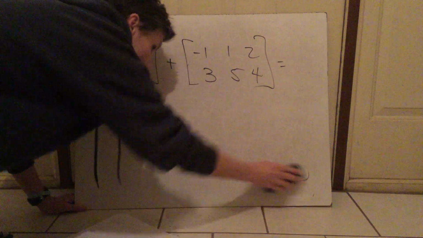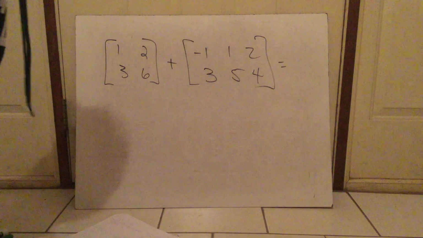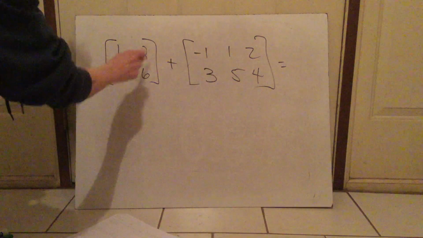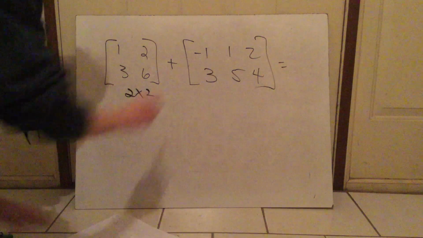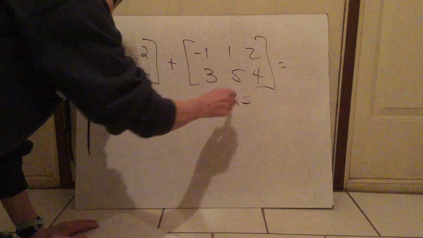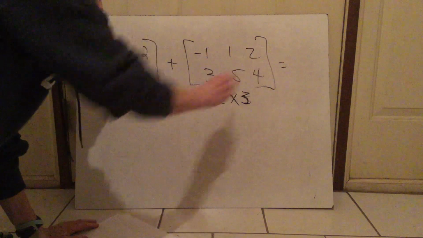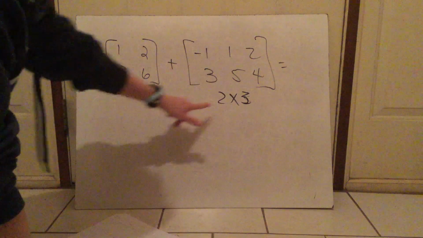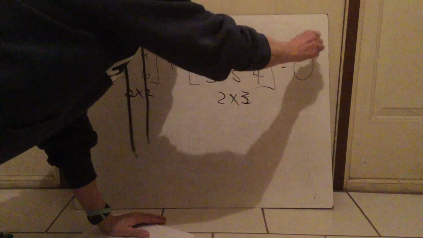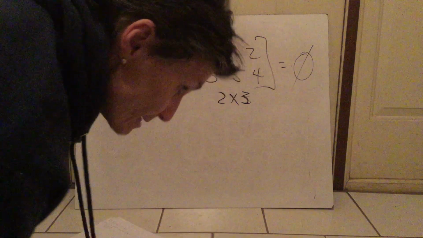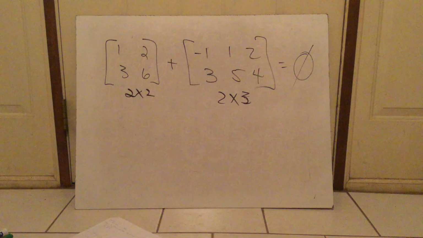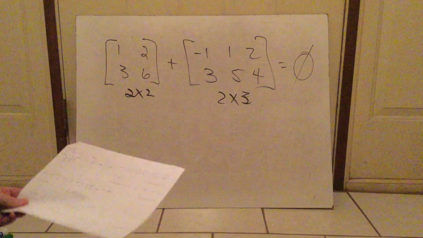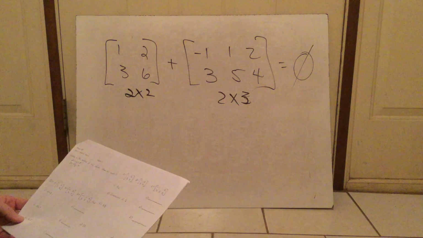Well, one more time. What's the rule for addition? They have to be the same size. Are these two matrices the same size? Why, no. This one's 2 by 2, and this one is 2 by 3. It has 2 rows, but it has 3 columns. And that's fine, but you can't add these because they're not the same size. So you simply put an empty set symbol, or you write can't add, not the same size. However you want to indicate that this is not a doable problem.